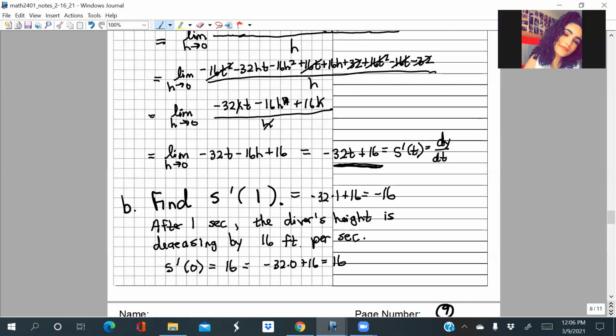So between initially and 1 second, what has happened to the diver? His direction changed. That's right. So the diver has reached the maximum height. I keep saying he, but it could be she. The diver has reached the maximum height and now is dropping.